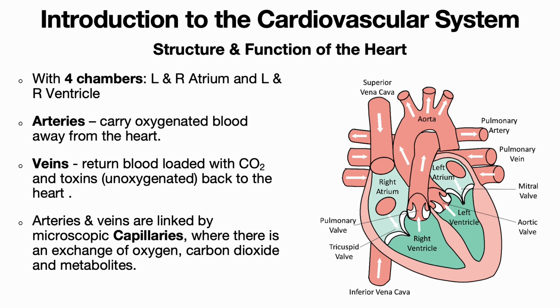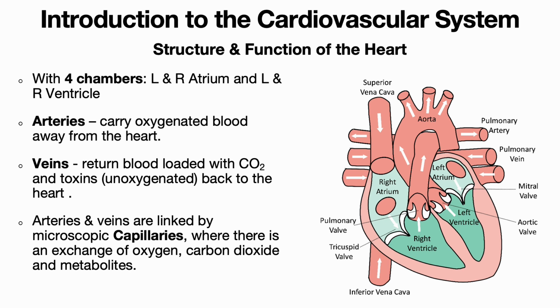So the heart has 4 chambers, the left and right atrium, and the left and right ventricle. Right atrium receives the unoxygenated blood from the circulation, while the right ventricle pumps unoxygenated blood to the pulmonary artery, to the lungs, for gas exchange. Left atrium, on the other hand, receives oxygenated blood via the pulmonary vein, while the left ventricle pumps the blood into the aorta for systemic circulation.